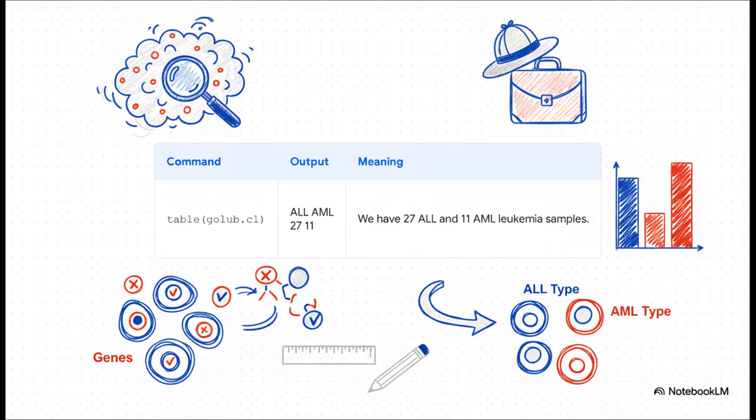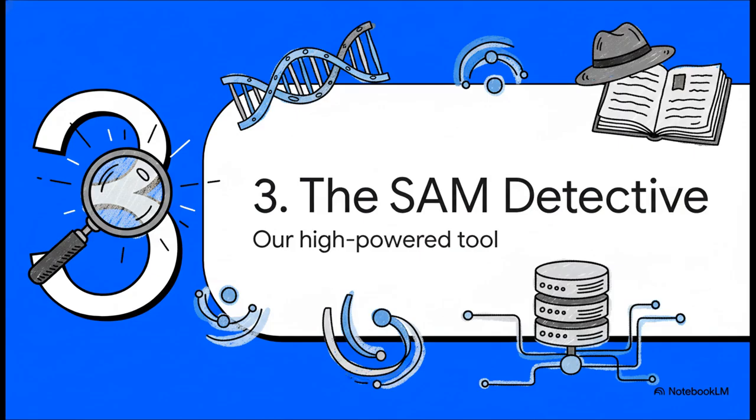And here's our final prep step, and it's a crucial one. We need to officially label our samples. By using the table command, we see a breakdown of the two groups. We've got 27 patients with ALL leukemia and 11 with AML. So now, our data isn't just a big list of patients anymore, it's 2 distinct groups that we can actually compare against each other. With all our evidence prepped and ready to go, it's time to bring in the specialist.